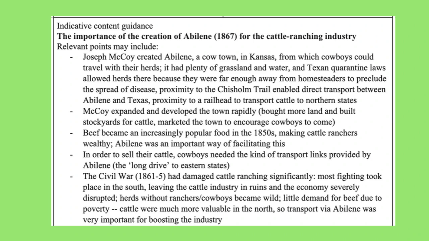So for the first question, you could discuss the impact of the Civil War and how it damaged the cattle ranching industry. That's because most fighting took place in the South, which left the industry in ruins. Herds were left without ranchers and cowboys, and they became wild, and that led to a lower demand in beef due to the poverty. So cattle were now much more valuable in the north, which meant that Abilene provided really useful transport links to boost the industry.